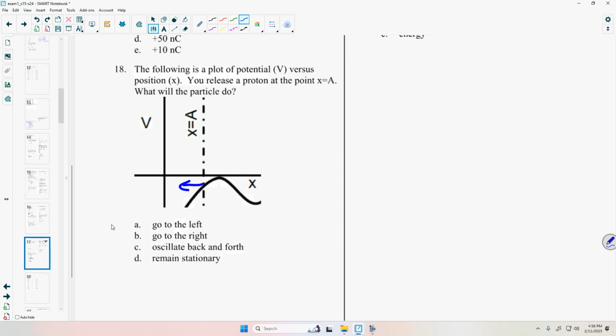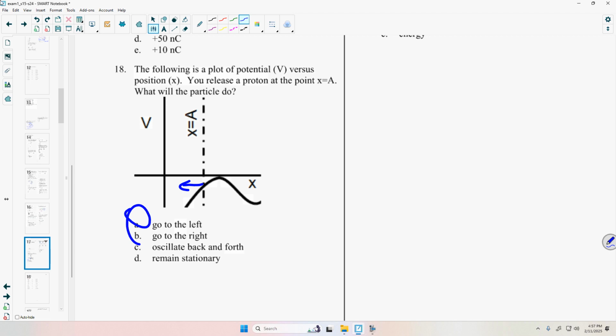If it were an electron, by the way, what would it do? It would oscillate over this hump right here. We call it a well. It doesn't really look like a well because it's an electron that's flipped upside down. Yeah, an electron would oscillate back and forth in that potential well. But a proton is just going to move to the left. A is the right answer. Okay?